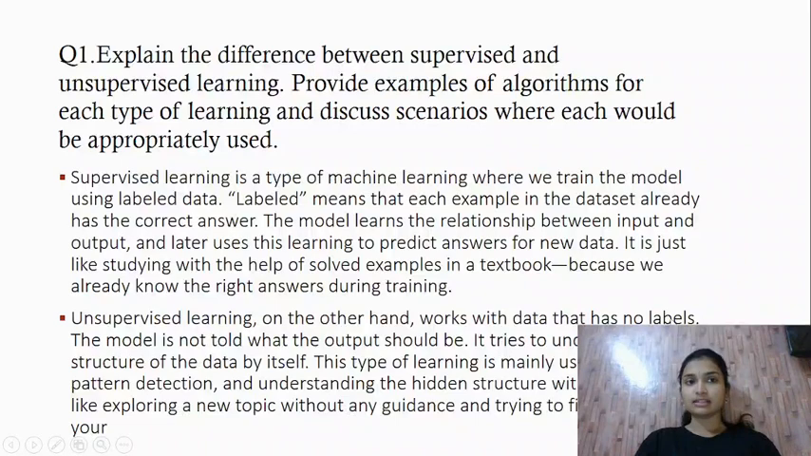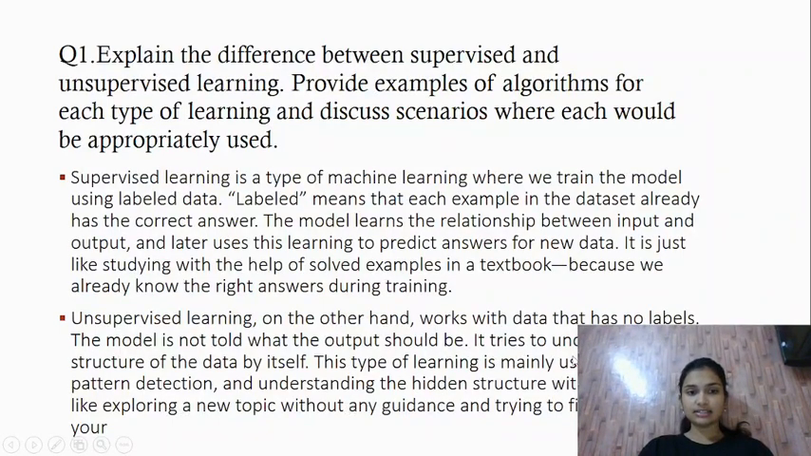Okay, now unsupervised learning, on the other hand, works with data that has no labels. In this unsupervised learning, we don't give labeled data. The model is not told what the output should be. It tries to understand the structure of the data by itself. In this learning, the model automatically, on its own, finds the structure or grouping of the data. We are not told what the output should be.